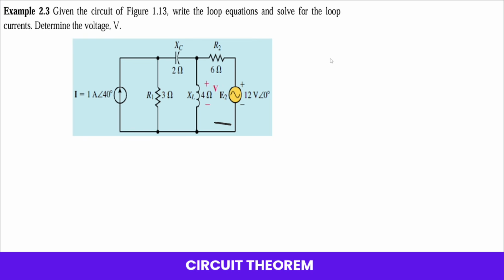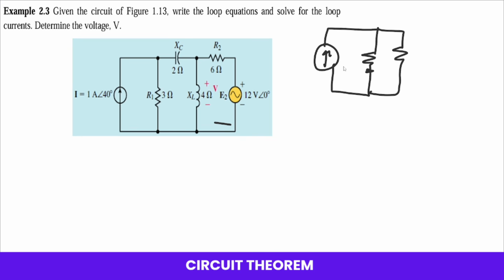There is a rule in source transformation which states that anytime we have a current source in parallel with a resistor, we can convert it into a voltage source by using the relation V is equal to IR, right? Once we do that, the result is going to be in series with the resistance we have converted. So that is basically the concept of our source transformation.